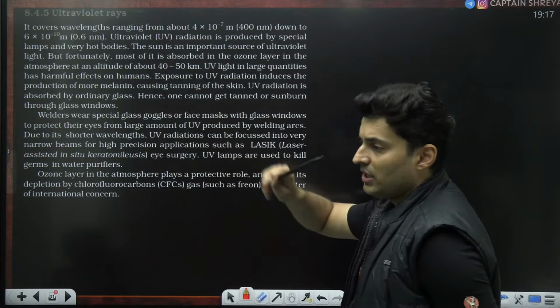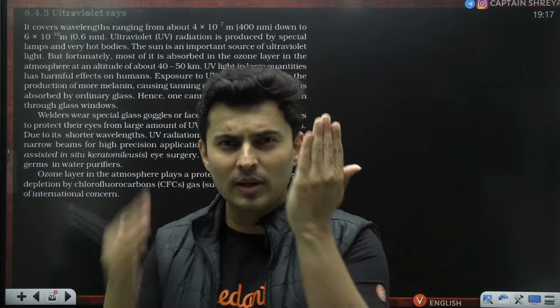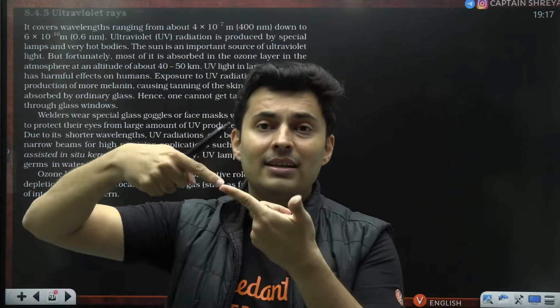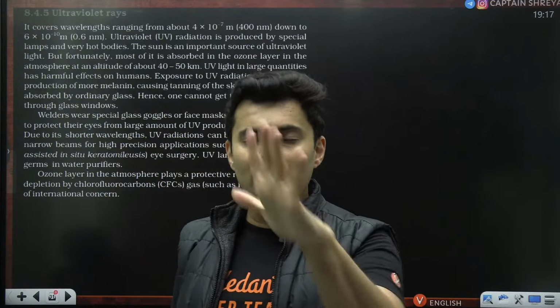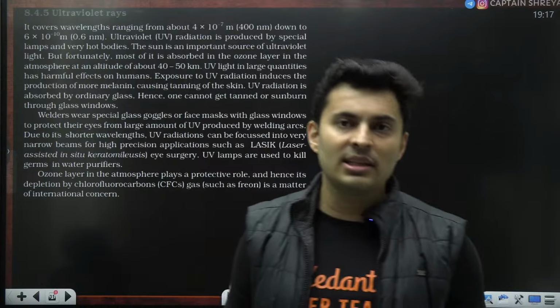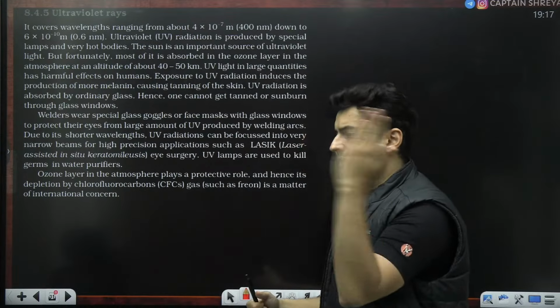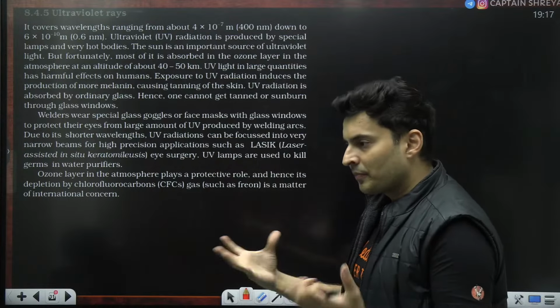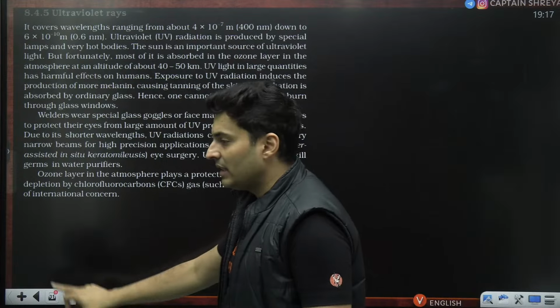Ultraviolet rays are damaging to our eyes. That's why in welding applications, you will see they hold one glass when they are welding. Two metals have to be joined. Sparks come out at that welding machine. You cannot see those rays directly. You should not see those rays directly because they are harmful to your eyes. So that's why they use a welder's glass which absorbs those ultraviolet rays.